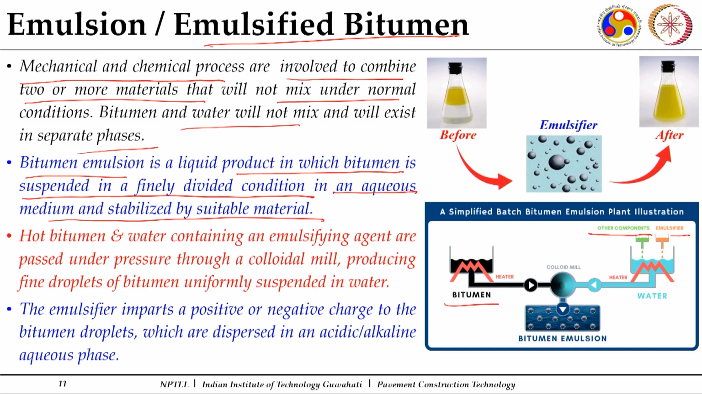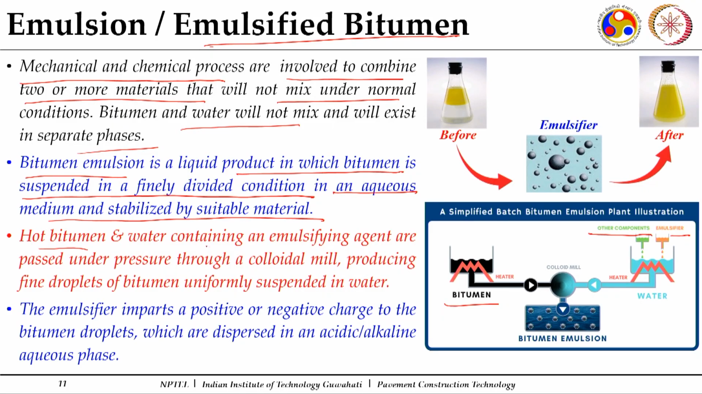So, now you want to mix these. What is done here? The bitumen is brought down to small globules, and this water along with the emulsifying agent imparts a charge on your bitumen globules. So, then the bitumen globules remain in a suspended condition. This aqueous medium along with the fine globules of bitumen leads to a lower viscosity, and this emulsified bitumen then can be applied at lower temperatures.